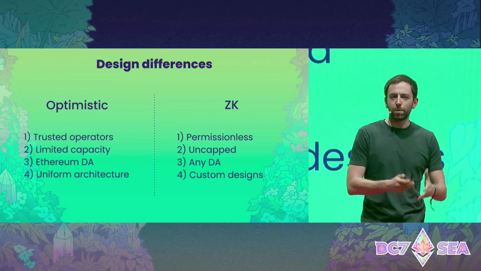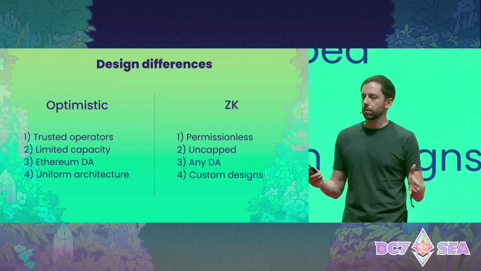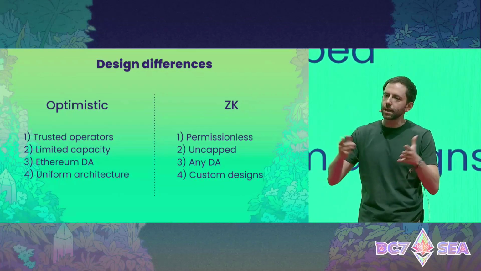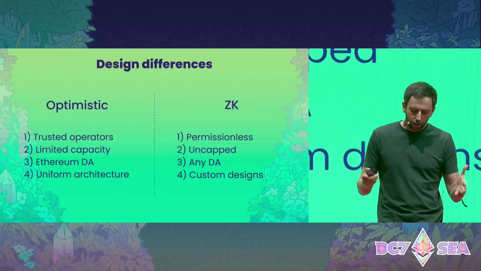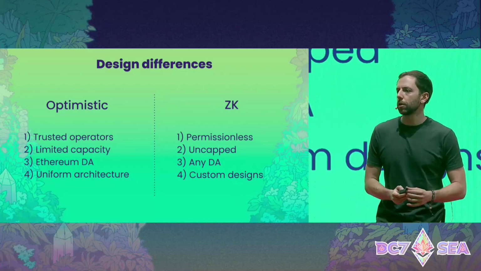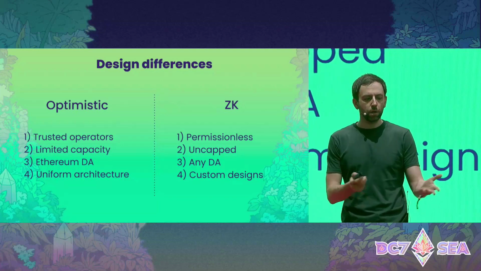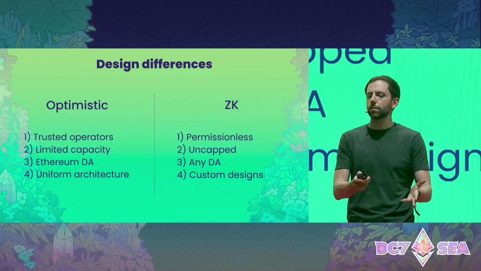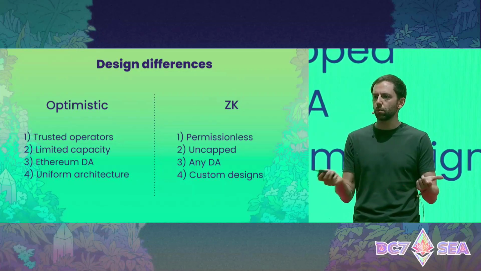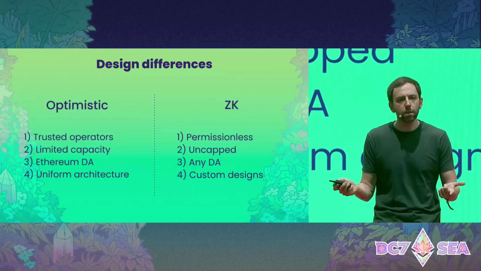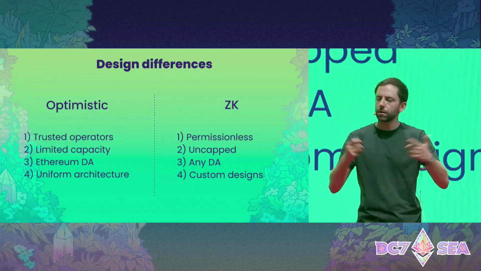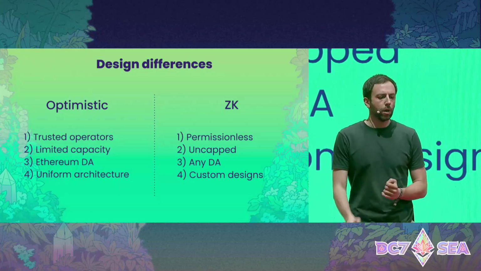And then finally, the optimistic approach basically requires a uniform architecture, because everyone has to fit into something that can be run on a single node by all participants. Whereas with ZK, everyone can do their own custom design, manage their policies however they want, implement custom functions, and implement any sequencer, centralized or decentralized, whatever they want.